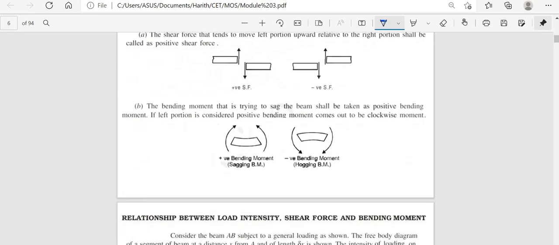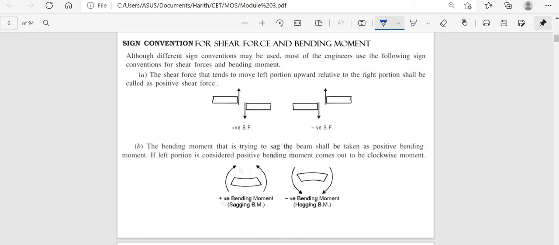Now the sign convention. The next important thing is that you have to know the sign convention. This is a sign convention which is followed in some textbooks. Other textbooks have another sign convention. I am following this one now, and our discussions will be based on this sign convention.